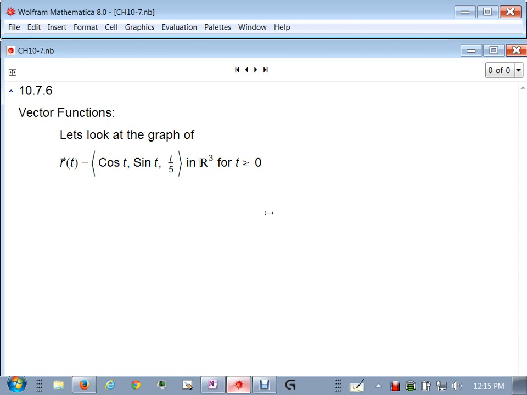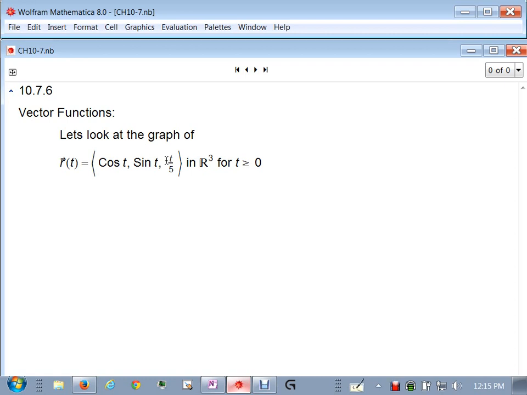Okay, let's look at this one. Now, before we do it and look at the graph, let's talk about a few things. Is it two or three-dimensional? Three-dimensional, because it says R3, right? But you could tell because of the three components, right? Now, if we were just doing the first two components, what would you draw if you had cosine t, sine t, and that's it? What does cosine t, sine t draw as I change t? Does that look familiar?